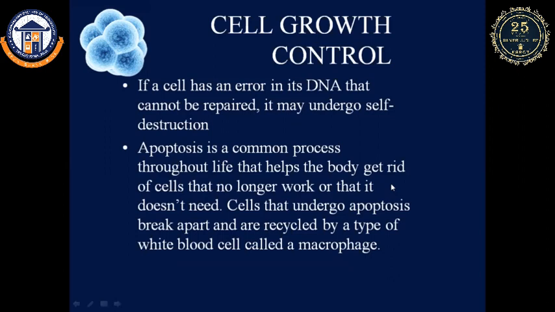Cell growth and cell growth control. If a cell has an error in its DNA that cannot be repaired, it should undergo self destruction. Self destruction is also called programmed cell death or apoptosis. Apoptosis is a common process throughout life which helps the body to get rid of cells which are no longer needed, and the cell is cleared by a cell called a macrophage.